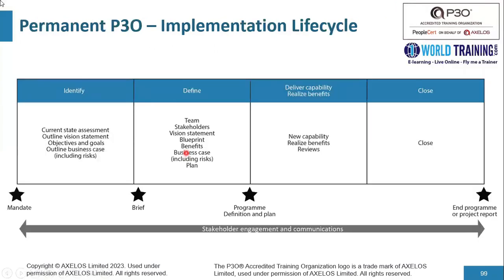So on this particular slide, we have a big picture understanding of the implementation lifecycle. Now, when you look up on the top, you have 4 phases. Phase 1 is the identification phase. Phase 2 is the definition phase. Phase 3 is when we deliver capabilities and realize benefits.